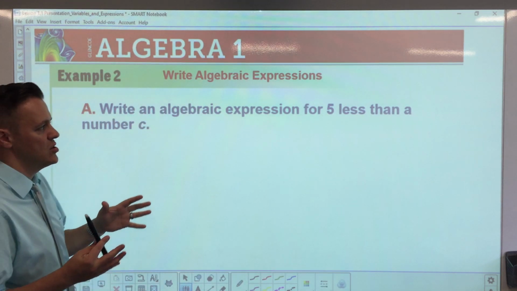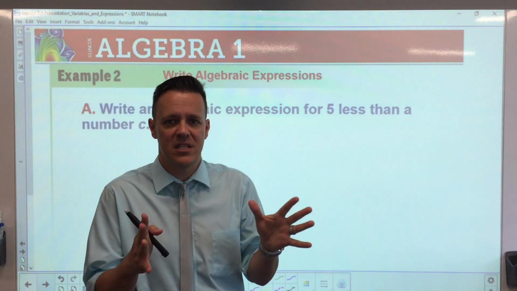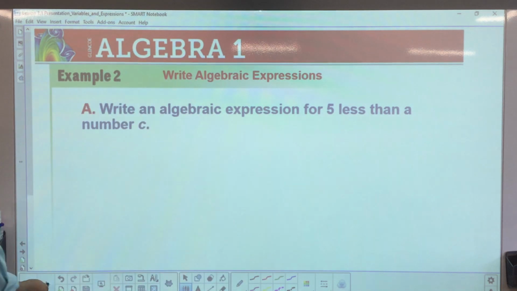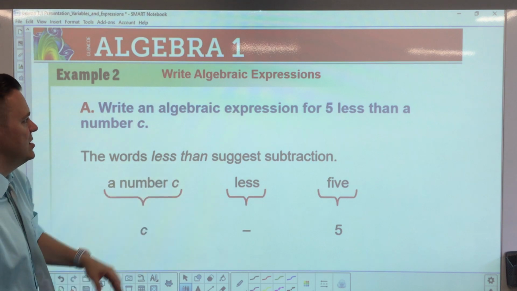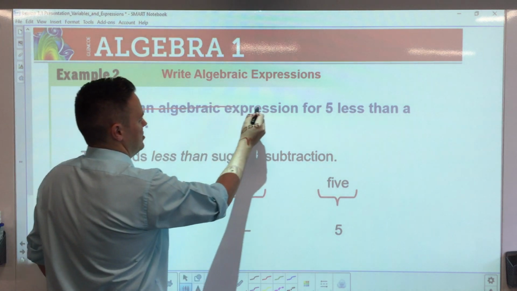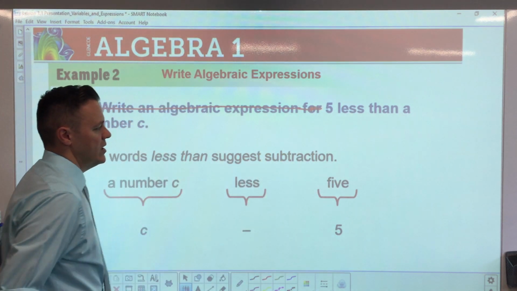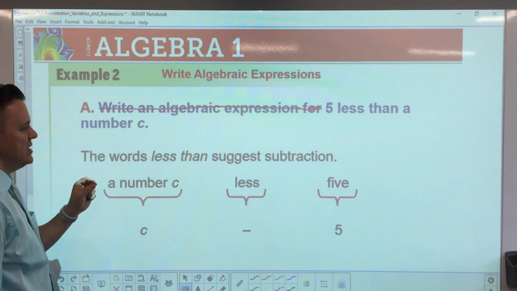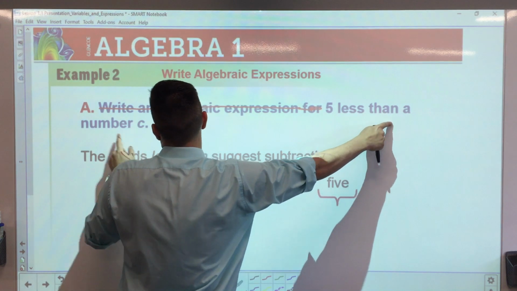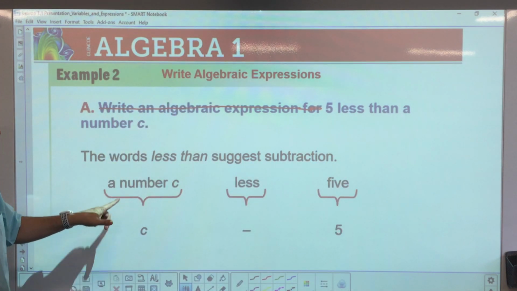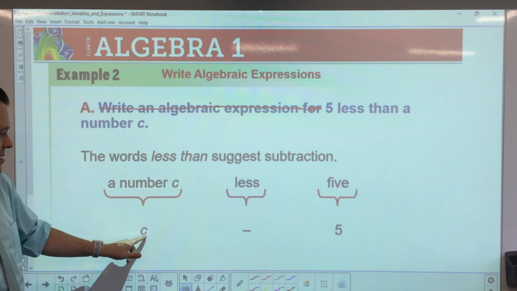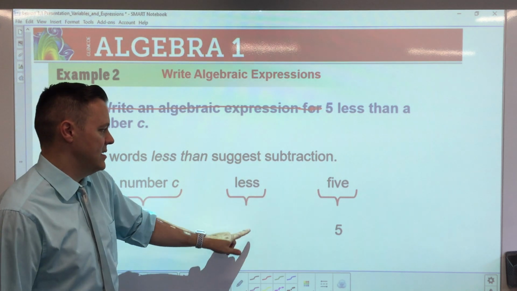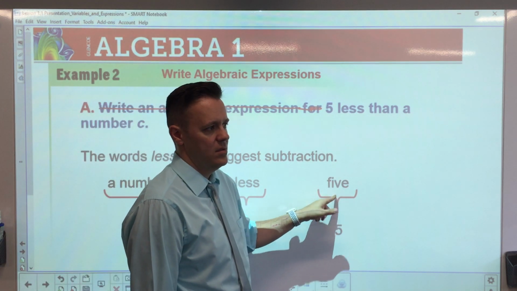So what you guys need to do is understand and not overthink this, but divide it up. Okay, what I mean by divide it up is this. Okay, write an algebraic expression. Think about what you need to do. Okay, the only things you need to have are 5 less than a number c. So you have a number c, and it's less 5. C minus 5.